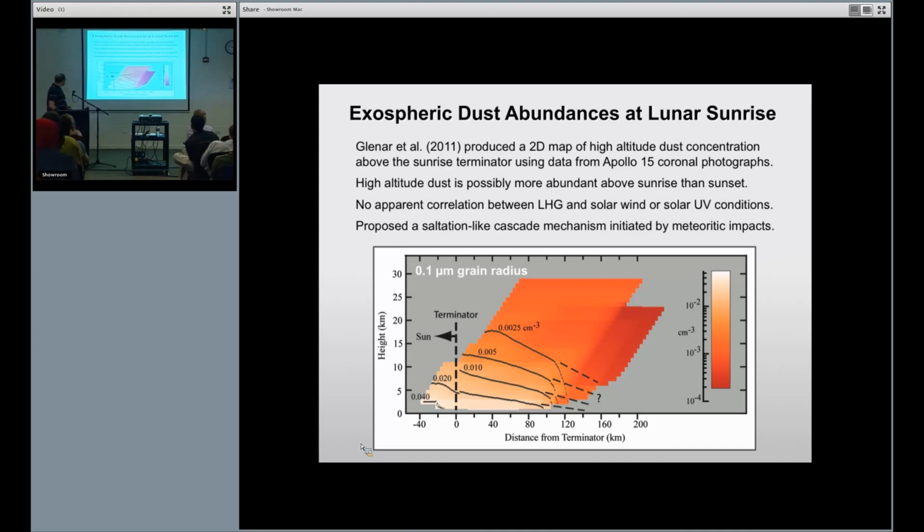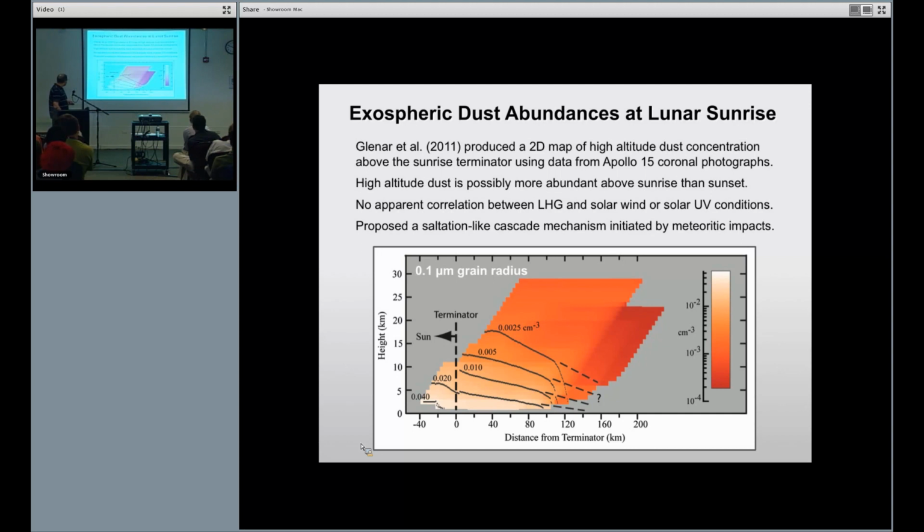All right. Okay, so these are some of the results that Dave talked about earlier on. He didn't actually show this, but he produced a 2D map of the high altitude dust concentration above the sunrise terminator using data from Apollo 15 coronal photographs. Now, this map and these concentrations are assuming that the dust grains have a radius of 0.1 micron.